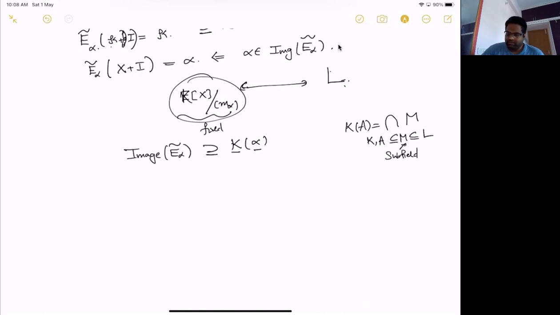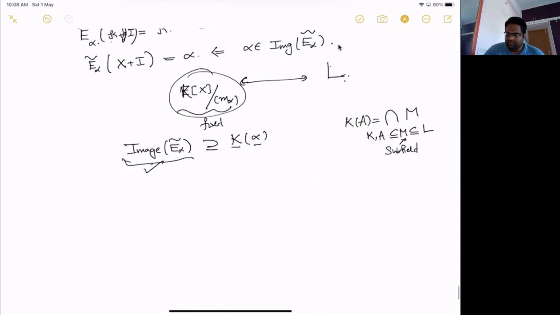So in particular, the image of E alpha is also a field. So this also participates in this intersection, and therefore this is contained in this. So from this, you can easily see K of alpha is contained in M for any M which is participating in this intersection. In particular, this image, which is a field, because K is a field and this is an injective map, contains K of alpha.